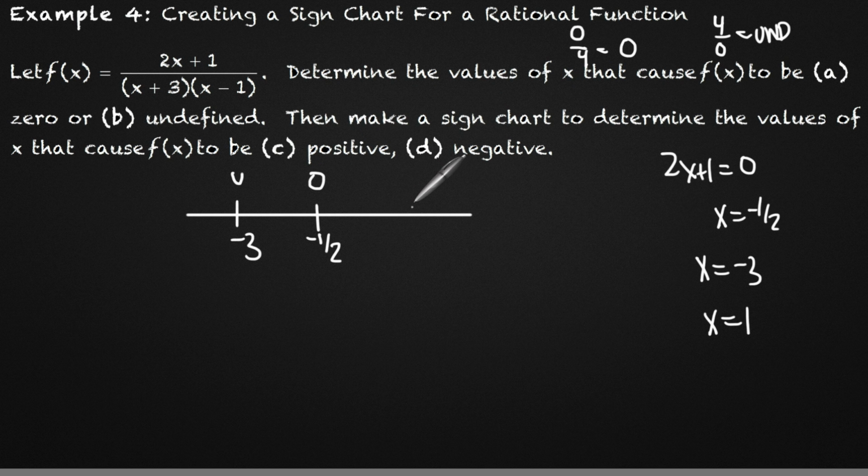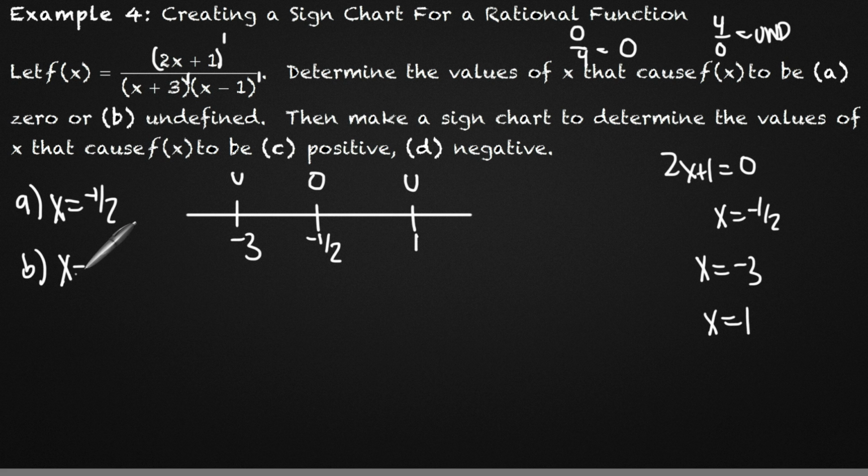And then over here at x equals 1, I'm going to put, once again, a U for undefined. And then for each of these, I'm going to raise it to the first power because that's what it's raised to. First power, first power. Now we can answer questions A and B. So letter A, when is the function 0? The only number that would make it 0 is when x equals negative 1/2. All right, when is it undefined? It's undefined when the bottom is 0, so negative 3 and 1.